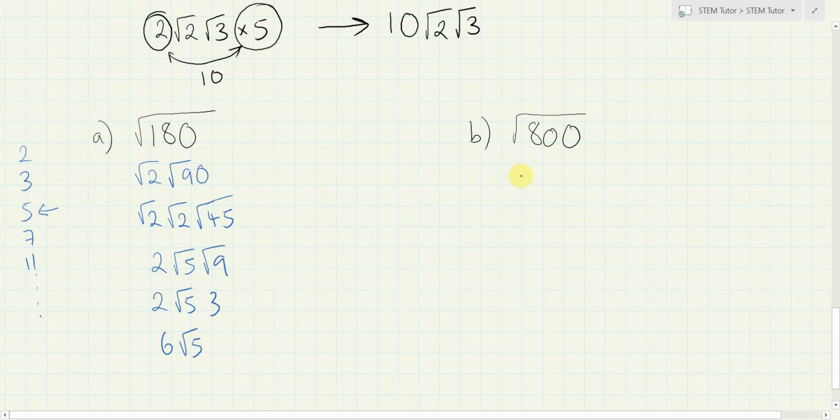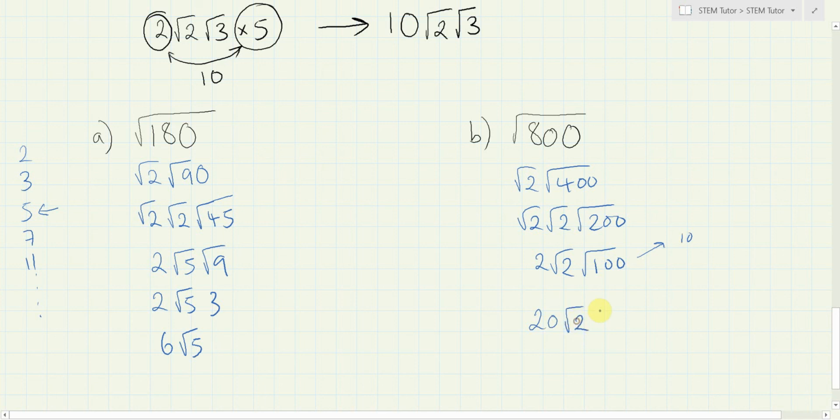So for B, we'd have root 2, root 400. Again, root 2, root 200. Root 2 times root 2 is 2, times root 2 times root 100. Now the square root of 100 is 10, so this will give me 10. 10 times 2 gives me 20 root 2.